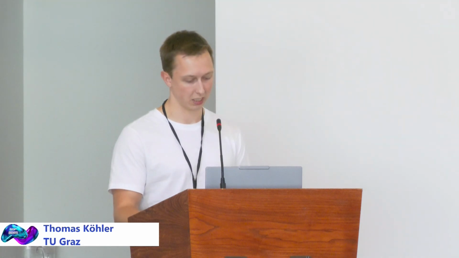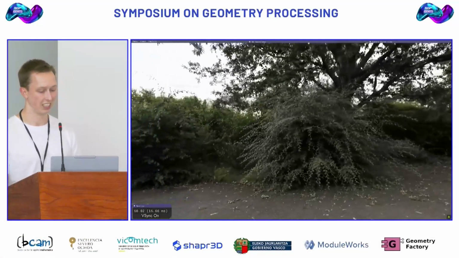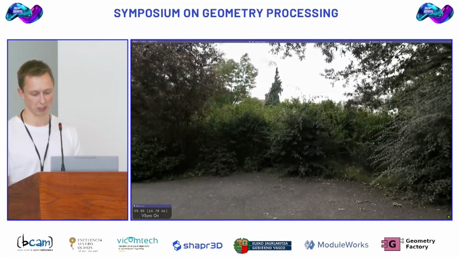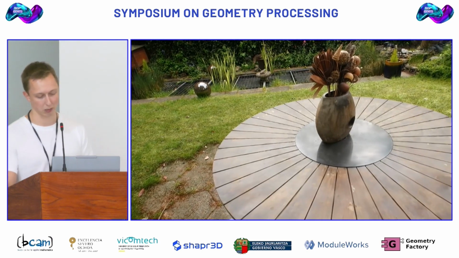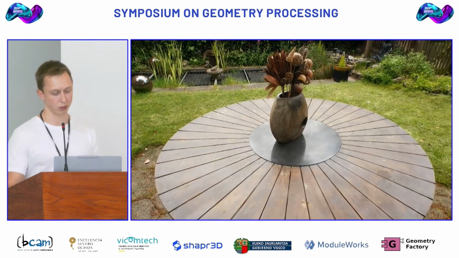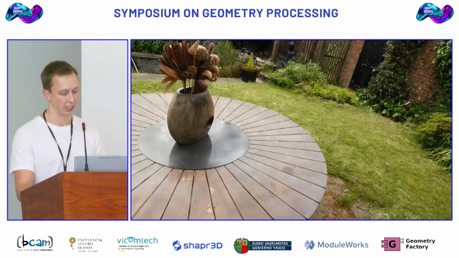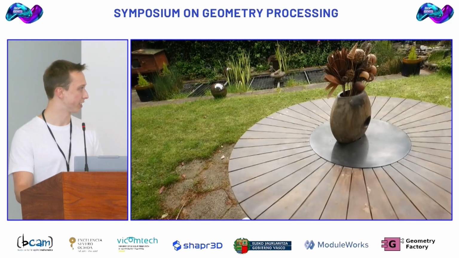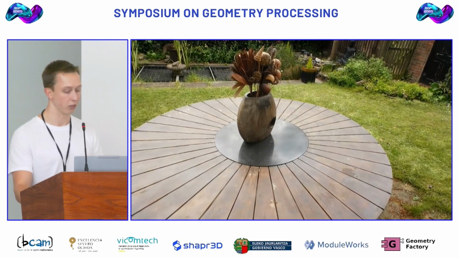So, you might ask yourself, we have these beautiful Gaussian splatting scenes now, so why are we talking about artifacts in particular? Well, for example, have a look at this scene. And I want you to focus on the center of the table here. And as you may see, there are these weird popping artifacts that you can get when you rotate the camera.